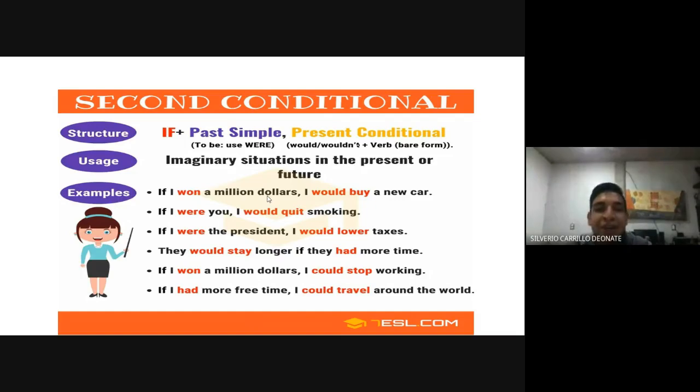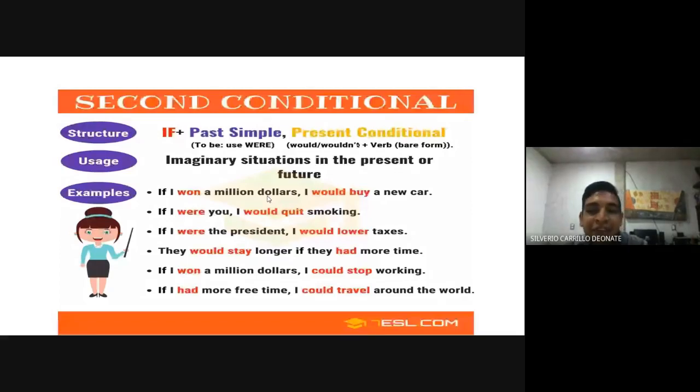So what we see in here is, for example, the thing I explained to you with the first conditional. We can exchange the order of the sentence and remain with the same idea. If you notice in the first three examples, we're starting with the if clause: if I were you, if I were the president. But in this case, we're starting with the imaginary result. They would stay longer if they had more time.